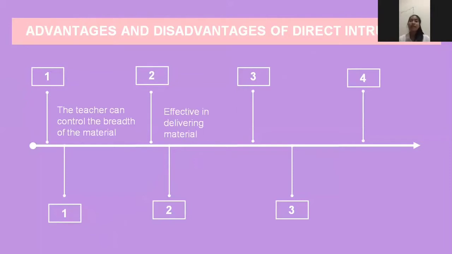Because of the limited learning time they have, the direct instruction learning model is very effective in delivering material that is quite broad for students. The third is students can listen to the material directly. Students can listen to the learning material directly and see through the implementation of demonstration.